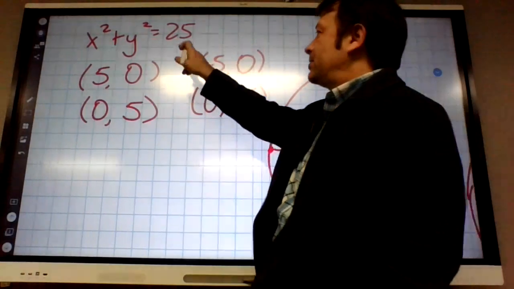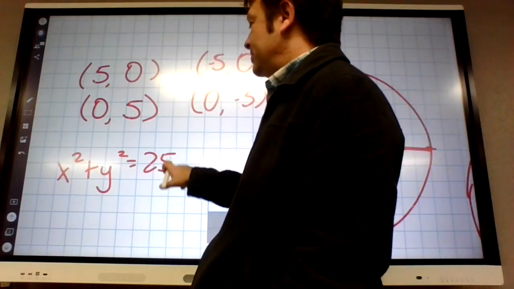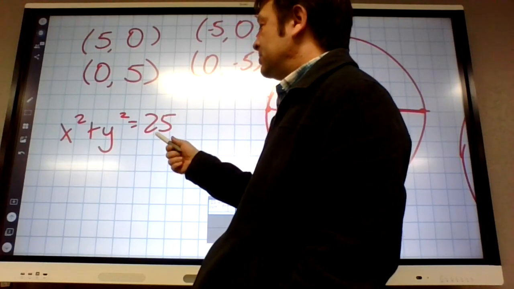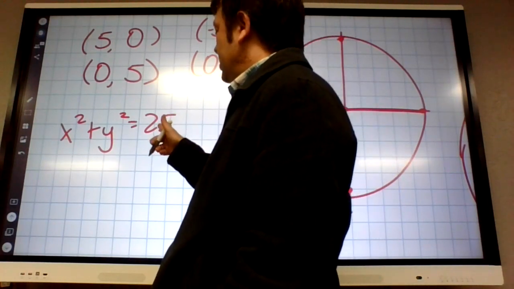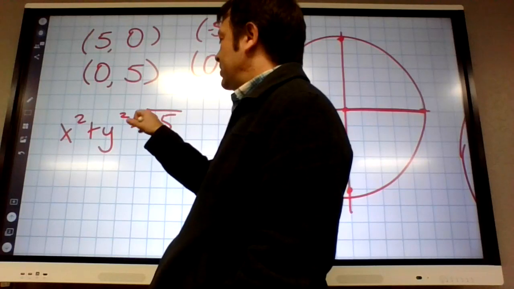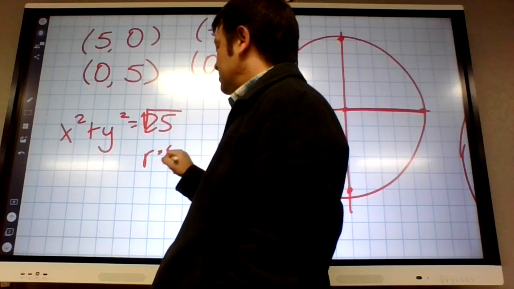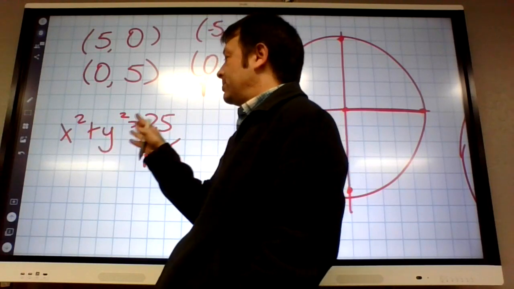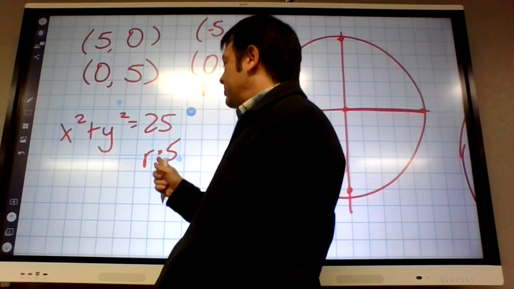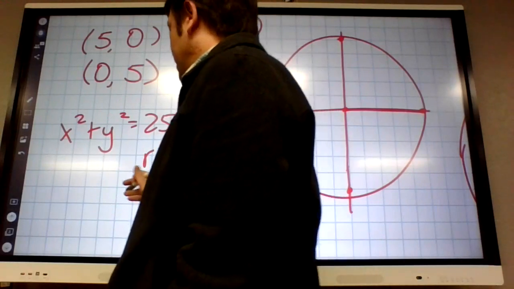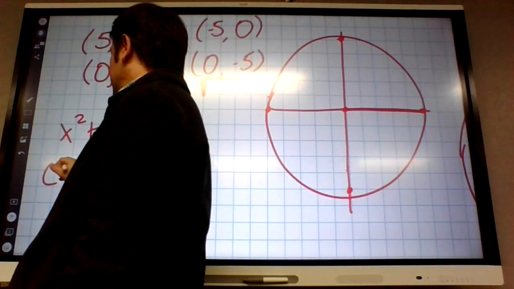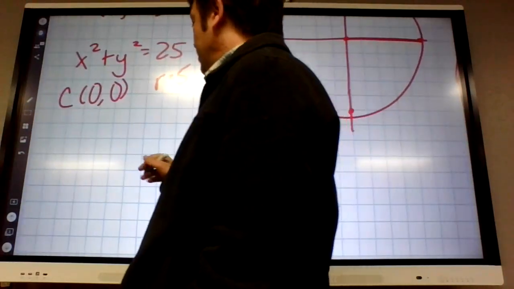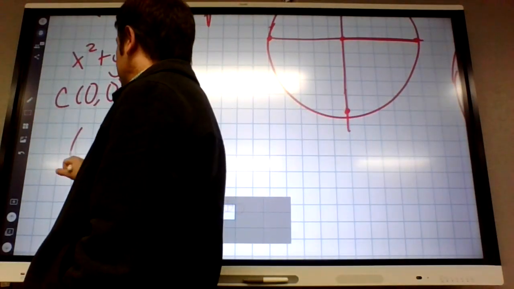So how do you think this equation gives us the radius? It's like the square root of this number. In a circle equation, it'll be like x squared plus y squared, and the square root of this number gives us the radius. The center of this one is at 0, 0. But how can we move the center of the circle?